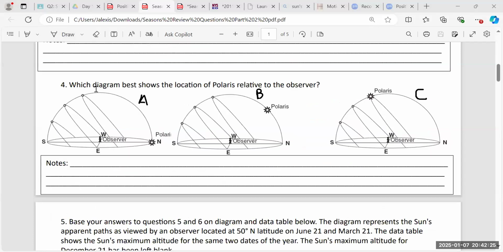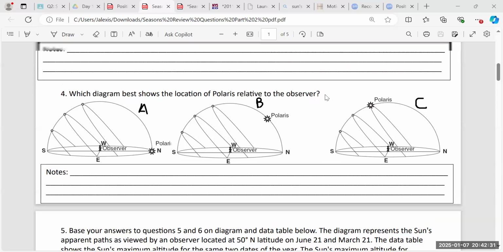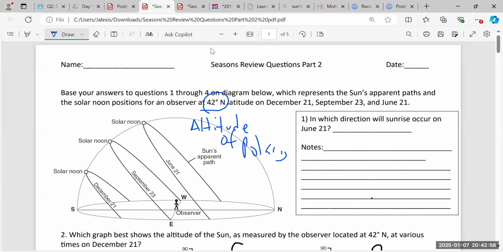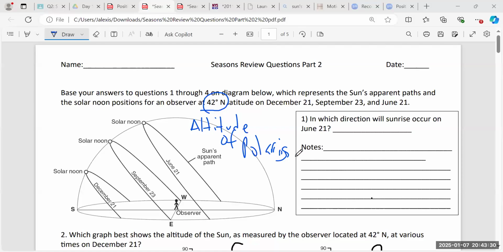All right, number 4. Which diagram best shows the location of Polaris relative to the observer, right? Well, let's take a look. Remember that the altitude of Polaris is equal to our latitude. Remember that? So if my latitude is 42 degrees north, then that means the altitude of Polaris is also going to be 42 degrees.